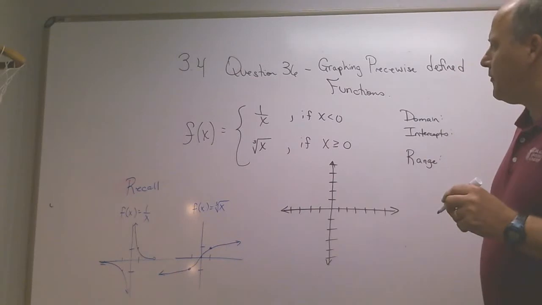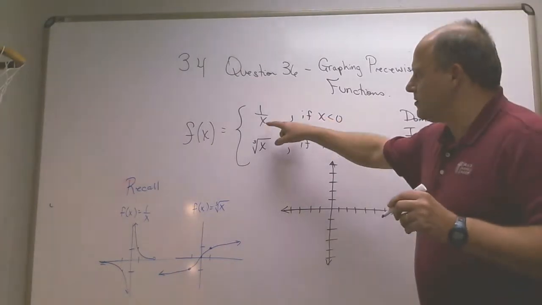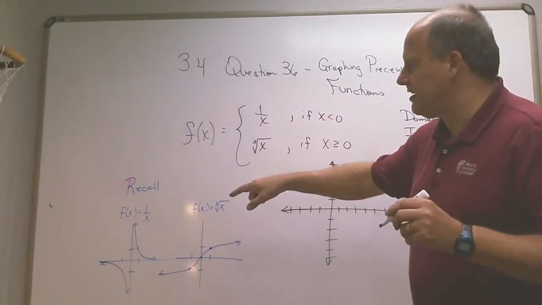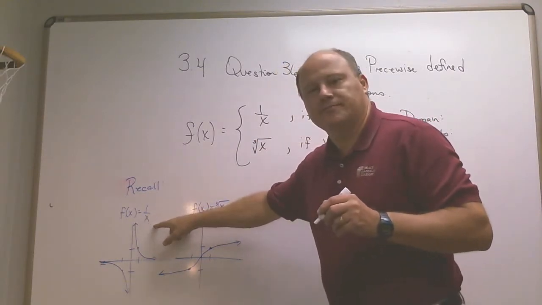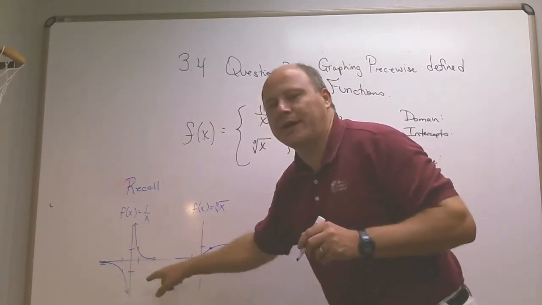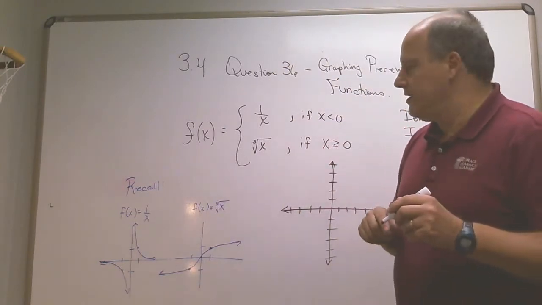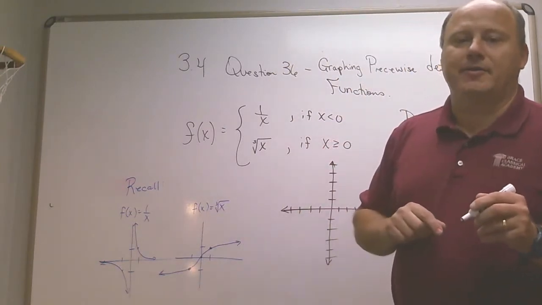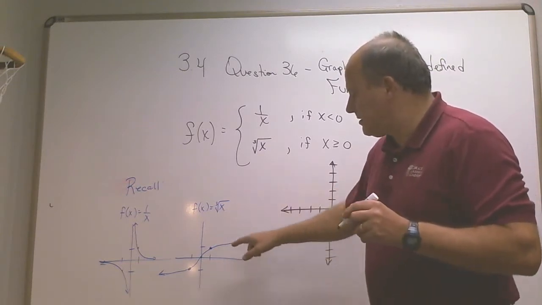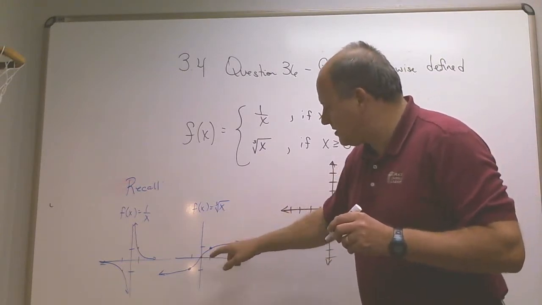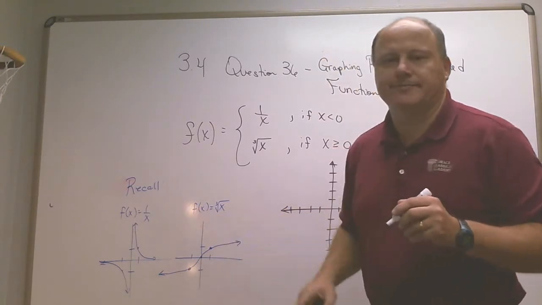Now, recall that these two functions are part of your library of functions, and I put it right here. f of x equals 1 over x, that's a reciprocal function, and it looks something like this. I call it the wicked butterfly. The more mathematically correct name is probably the hyperbola. And this is the cube root of x, and I plotted a few points, and it has a little S shape.